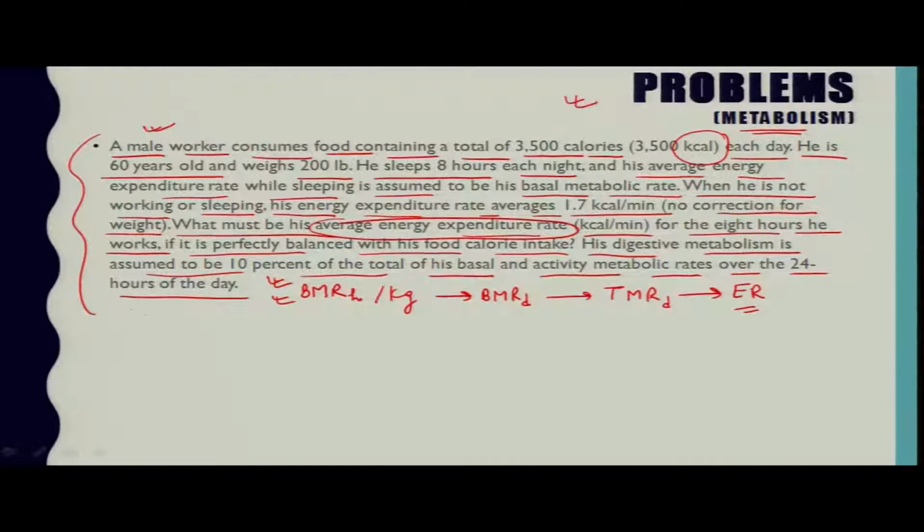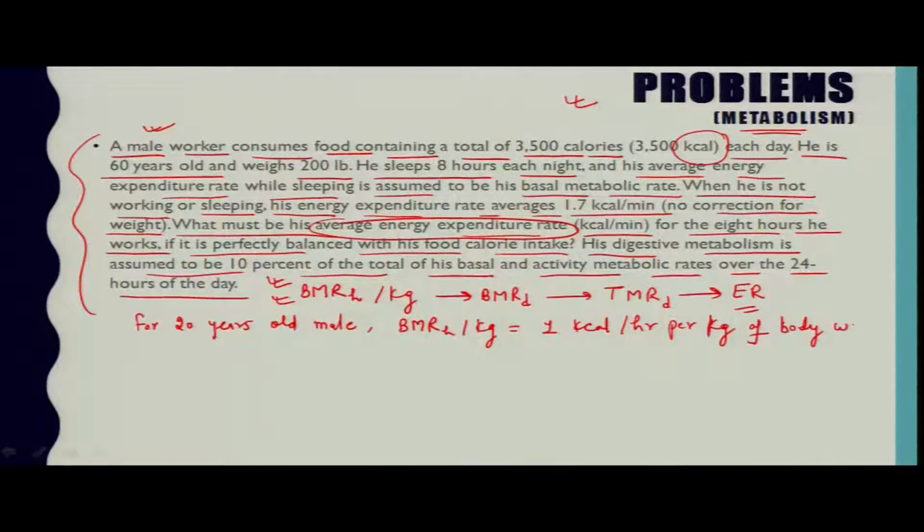So as you may recall, for a 20 year old male, the BMR per kilogram is 1 kilocalorie per hour per kilogram of the body weight. And as a person ages, his basal metabolism rate declines slowly, so the age correction is simply to subtract.